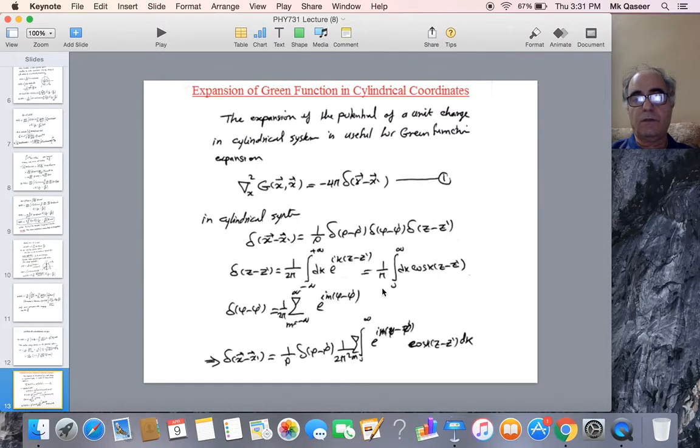To go from this form to this form, you have to break the integral from minus infinity to 0, change variables, plus from 0 to infinity. It's easy to get this.